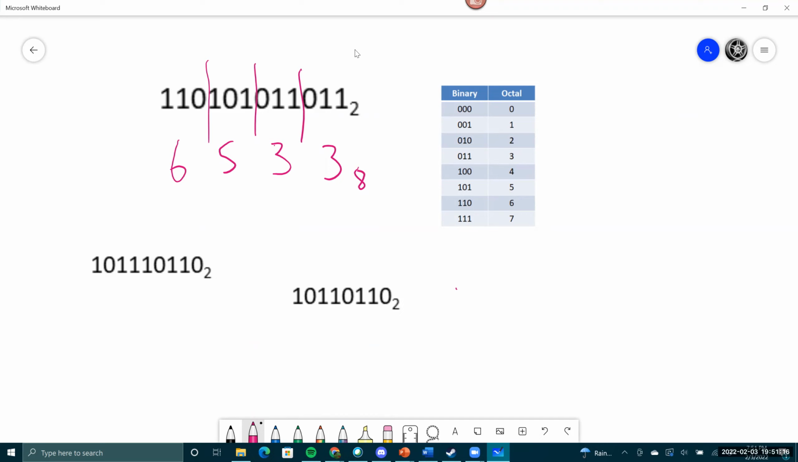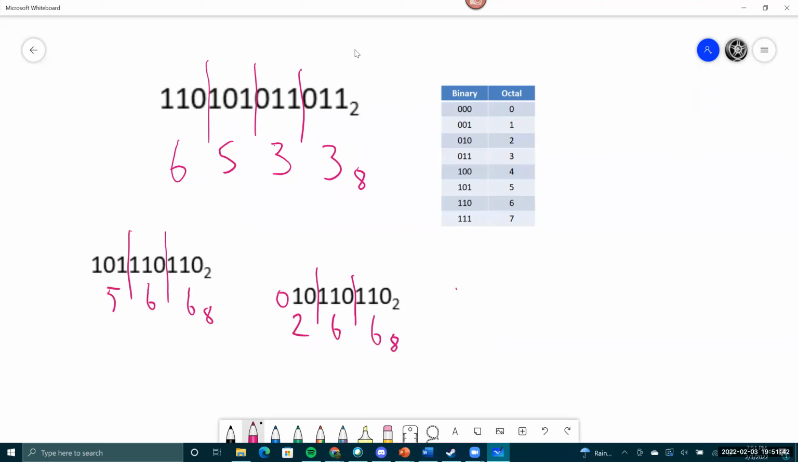Okay, so let's do this one. Notice that I'm going to pad this with a 0, which should make it 3 bits. So this number is 662 in octal. All right, this number is 665. So 566 octal.